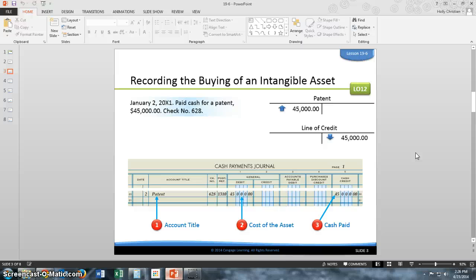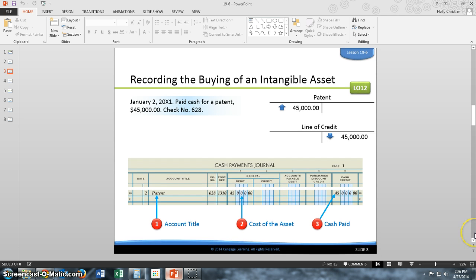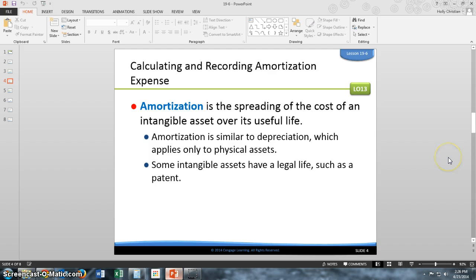So in this entry where it says paid cash for a patent, $45,000, in my cash payments journal I'm going to debit the asset and credit cash. Now, $45,000, you might not think in a business that's a lot of money, but that's a lot to invest in an asset and not have anything to offset it, like when I buy a car and I can depreciate it, or I buy some other plant assets and I can depreciate them. Well, you have an option called amortization. This spreads out the cost of an intangible asset over its useful life. So instead of depreciating an intangible asset, you amortize an intangible asset.